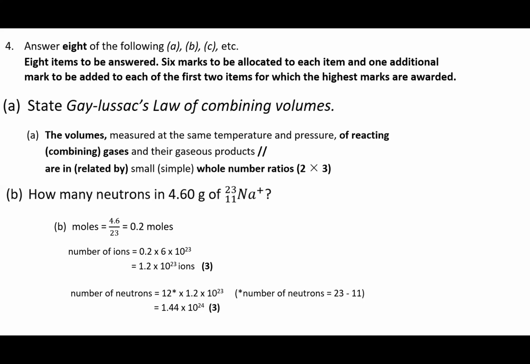And the number of neutrons is 12 by our 1.2 by 10 to the 23. Why 12? Well, the number of neutrons is calculated by subtracting the atomic number from the mass number, 23 minus 11, and you get 1.4 by 10 to the 24 neutrons. All right, so the number of neutrons is unaffected by the fact that it's an ion, because that's a variation in the number of electrons. So there's your answer to part B.